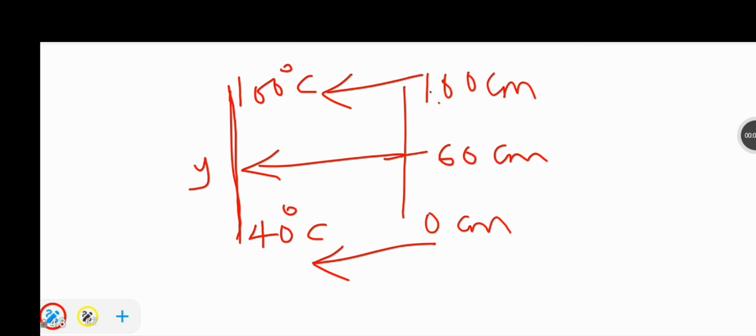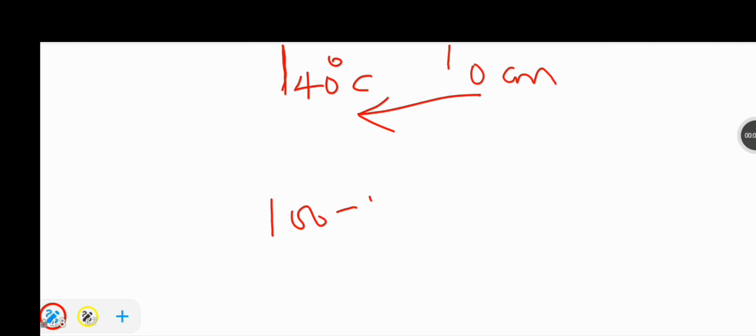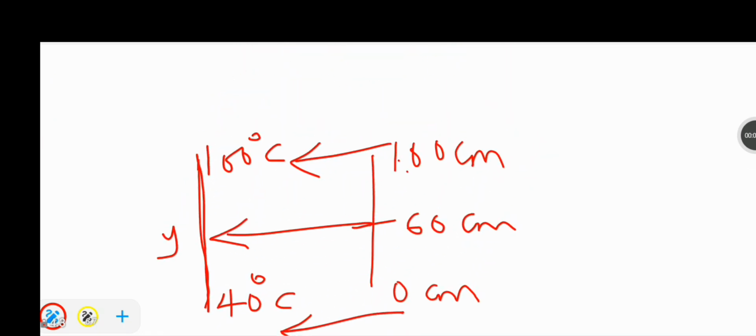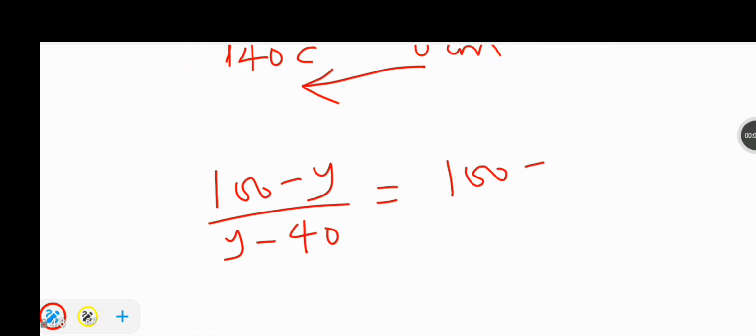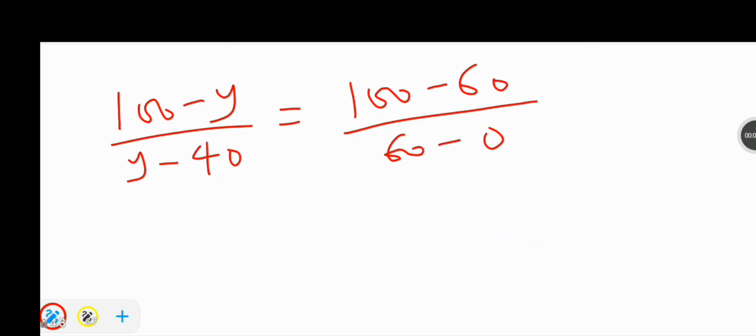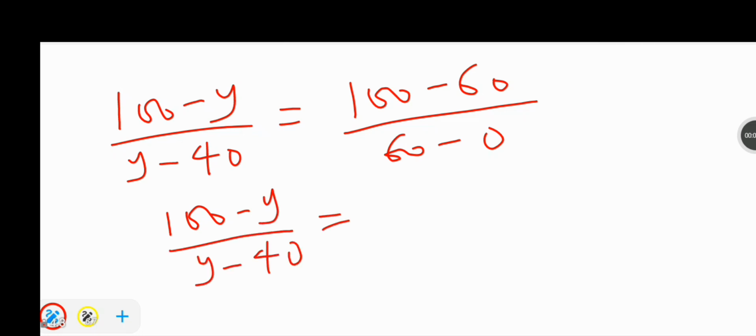Then you get your answer. So let's take the first part: 100 minus y divided by y minus 40 is equal to, come here and do the same thing, see where I moved, 100 minus 60 divided by 60 minus 0. Then if you break it down further, you're going to get 100 minus y divided by y minus 40. 100 minus 60 gives you 40. 60 minus 0, you have 60.